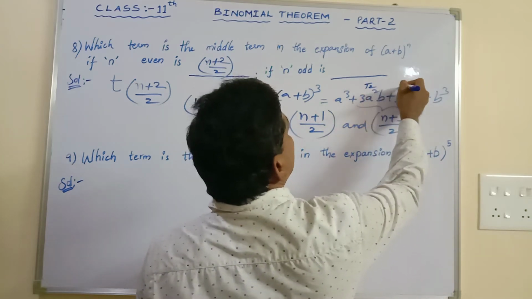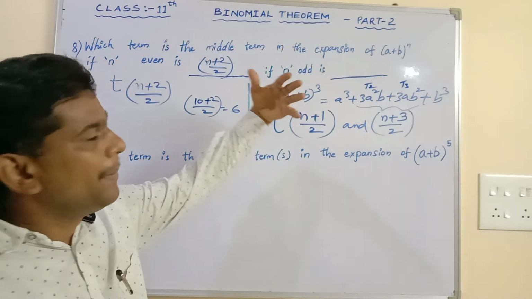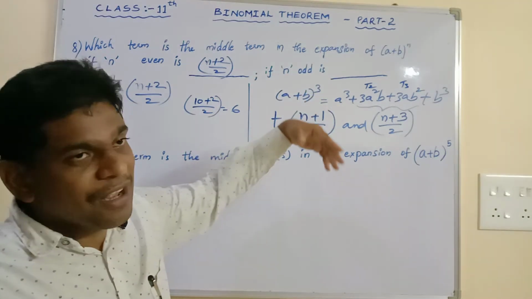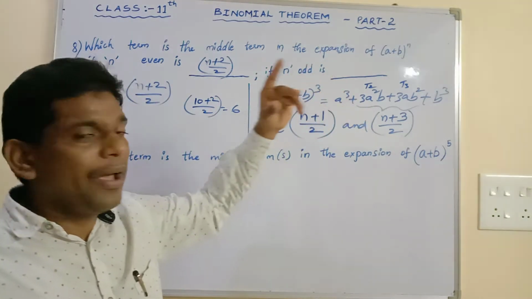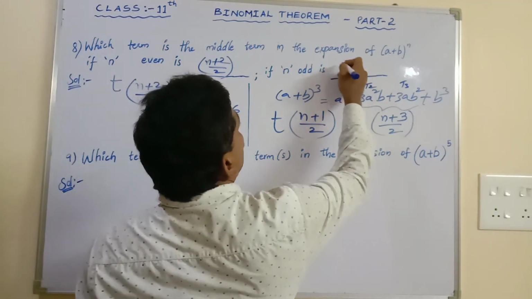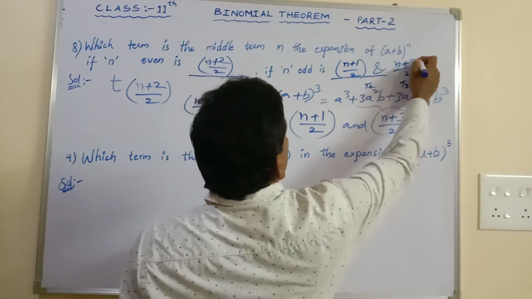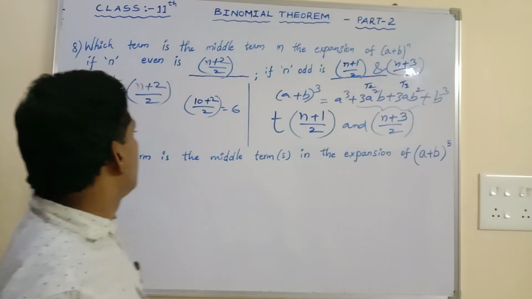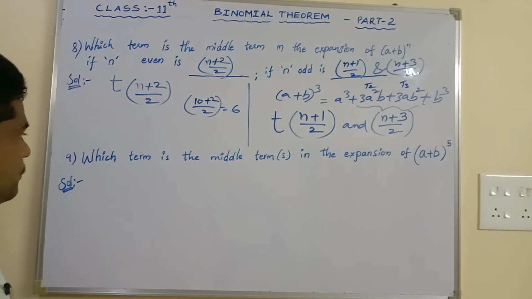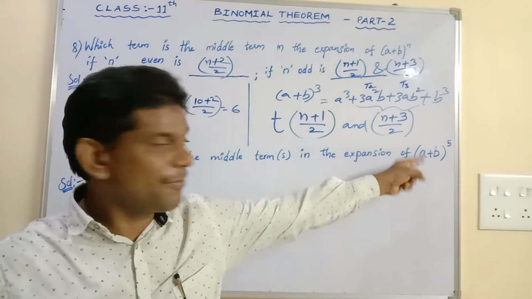T2 and T3. By using this formula we can find the middle terms in the expansion of a plus b whole power n where n is odd. So the (n plus 1) by 2 and (n plus 3) by 2 terms are the middle terms. Next question. Which term is the middle term in the expansion of a plus b whole power 5?